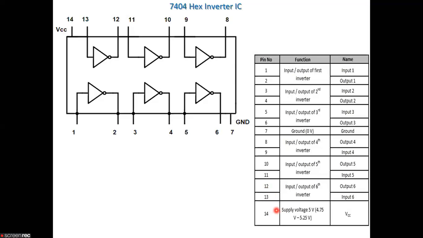the supply voltage. That is the positive voltage which falls in the range of 4.75 to 5.25 volts. The name of this pin is VCC. That is, it's connected to a positive supply voltage, that is 5 volts, and it ranges from 4.75 volts to 5.25 volts.